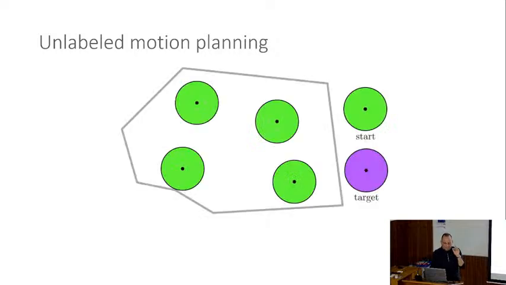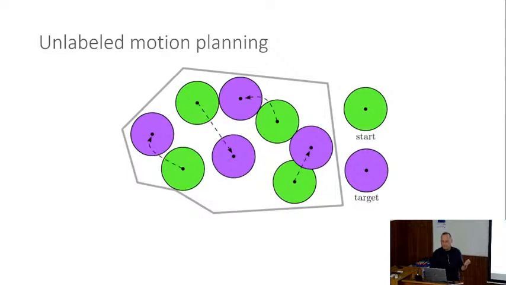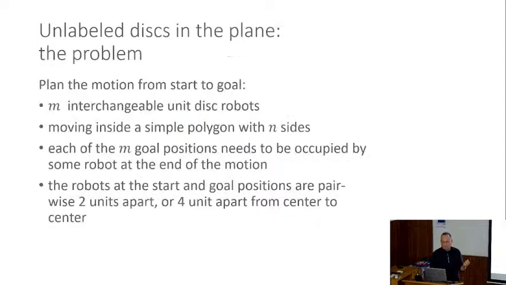Here is a specific problem that I'm going to dive into, to get an idea of what unlabeled motion planning is. So I have 4 Roombas in a room. I give you their target positions, but I don't care which Roomba goes to what target position. So this is a solution, this is a solution, they are all valid solutions. And we ask the following question.